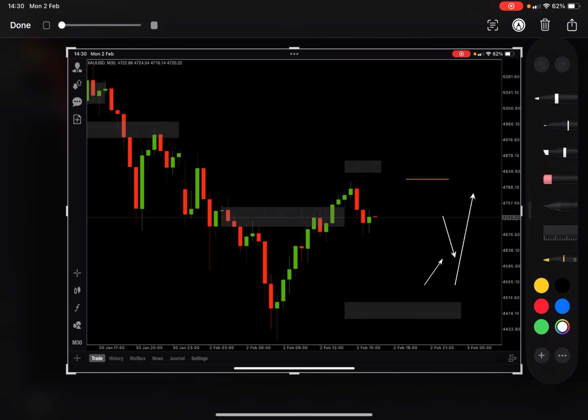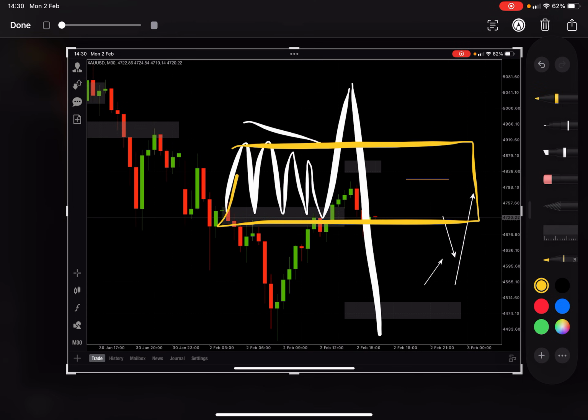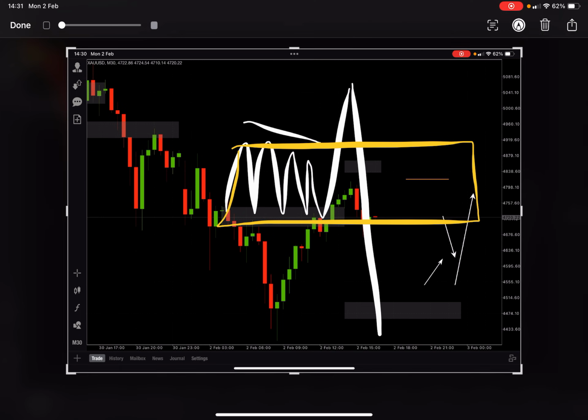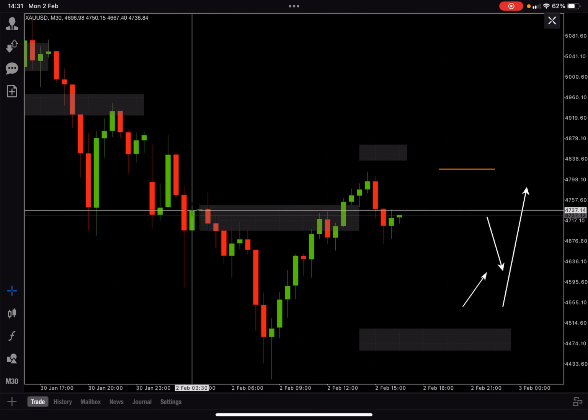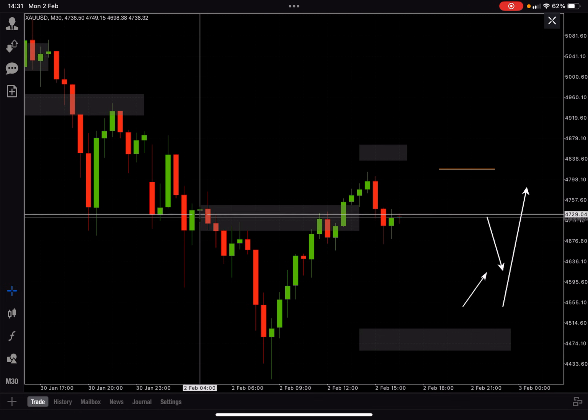So if you don't know already, the manipulation pattern is a consolidation, fake out to collect liquidity on one side, then a quick reversal to show where the power is going. This middle bit is where all the power is coming from, and that is what will be used as your resistance or support in the future. So in this scenario, this is your consolidation, pushes down and retests that liquidity candle. Most of the time it's the body of the liquidity candle.